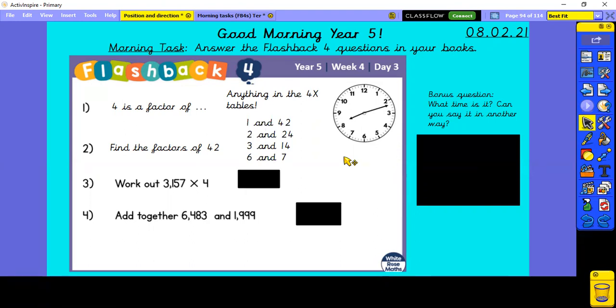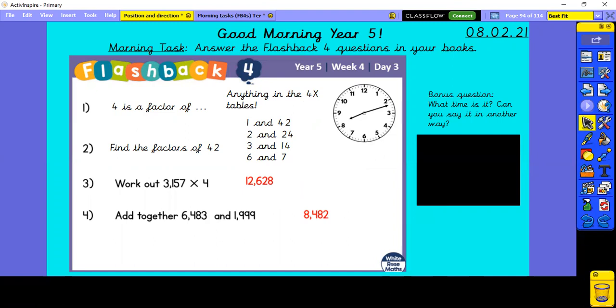Question 3, work out 3,157 times 4. You could have used your column method to get the answer of 12,628. Question 4, add together 6,483 and 1,999. You could have used your column addition to get the answer of 8,482.